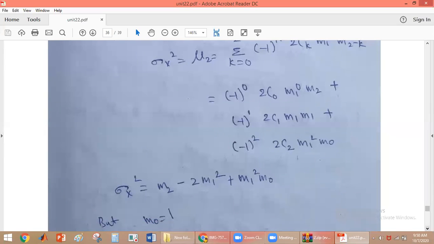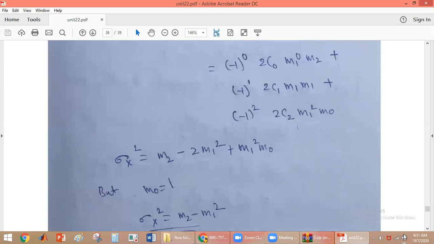Now we substitute. What is 2c0? 2c0 value is 1, and m1 power 0 value is 1 again, so we are left with m2. And what is 2c1? It is 2 factorial divided by 1 factorial into 2 minus 1 factorial, so its value is equal to 2. Then m1 into m1 we get m1 square. And similarly 2c2 value is again 1, so we are left with m1 square m naught.